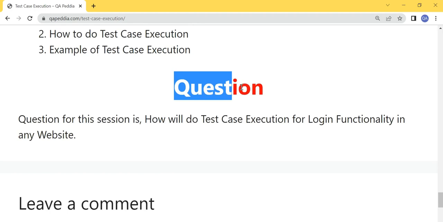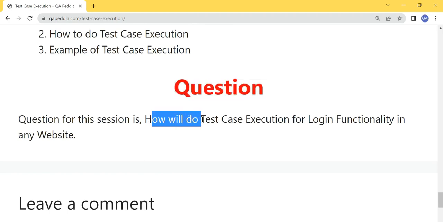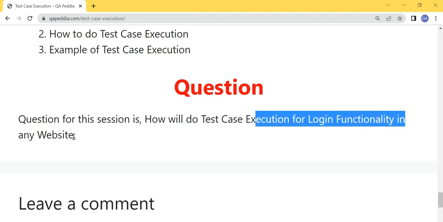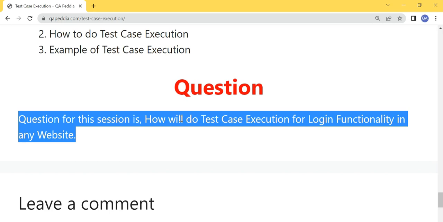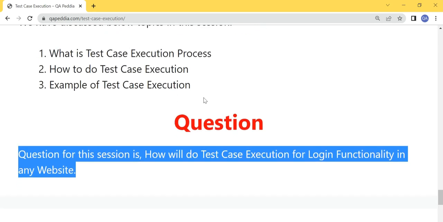Now, question for the session is that how will you do test case execution for login functionality in any website? Okay, so you have to tell how will you do test case execution process for a login functionality in any website, and you can refer this particular session.